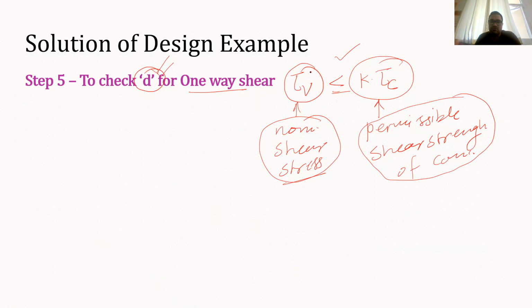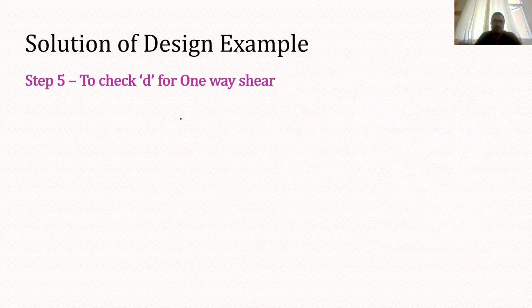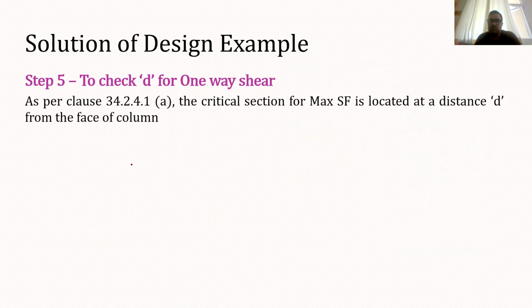So here first we will calculate tau V. Now we know that tau V is Vu upon B into D. So it means we first need to find out Vu in this case. Now Vu is called the maximum shear force.